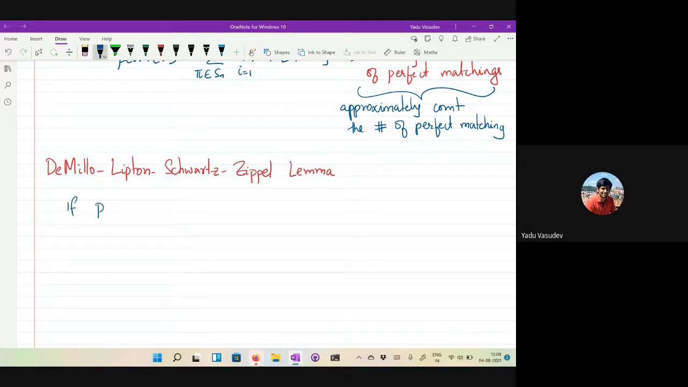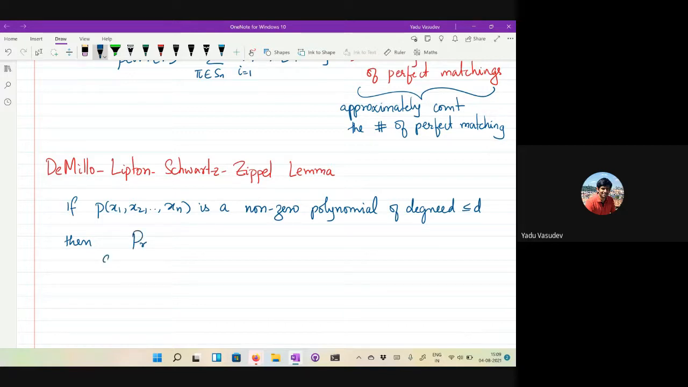What it says is that if P(x1, x2, up till xn) is a non-zero polynomial of degree at most d, then the probability that, if you choose a1, a2, up till an independently and with replacement from a set S, P(a1, a2, and so on till an) is equal to 0, is at most d divided by cardinality S.